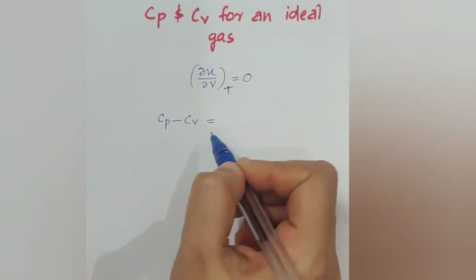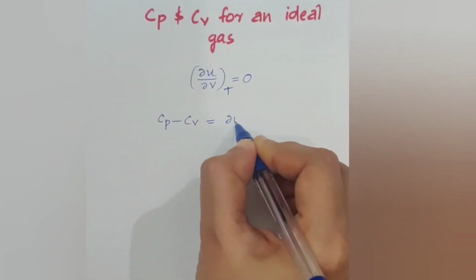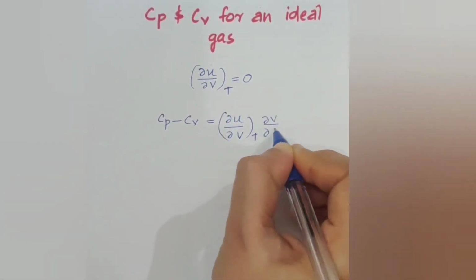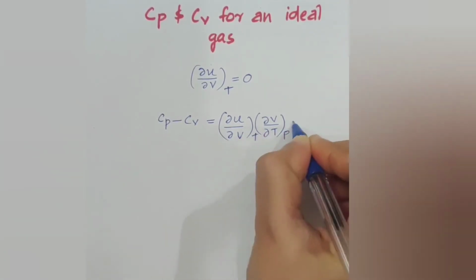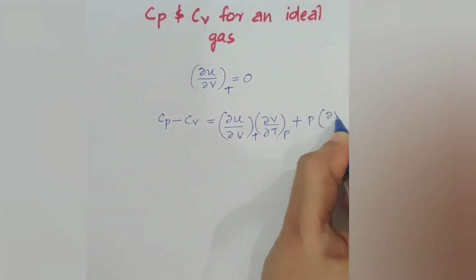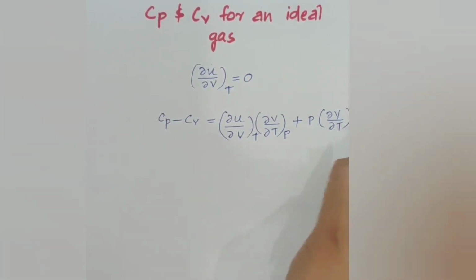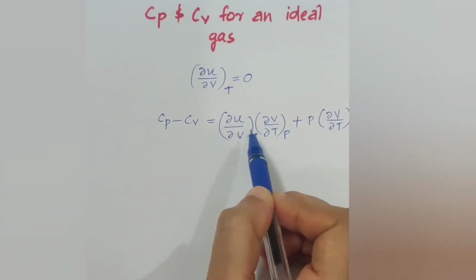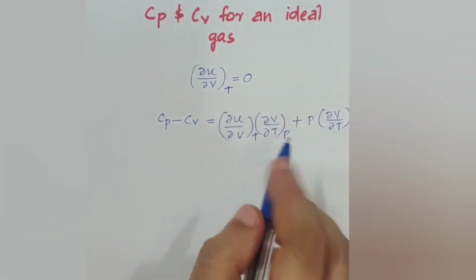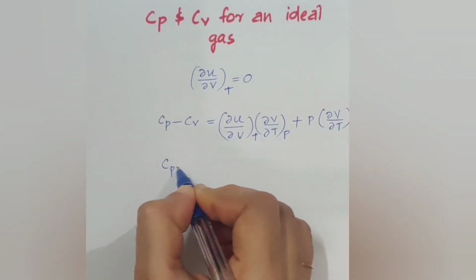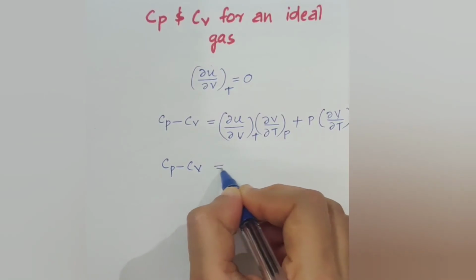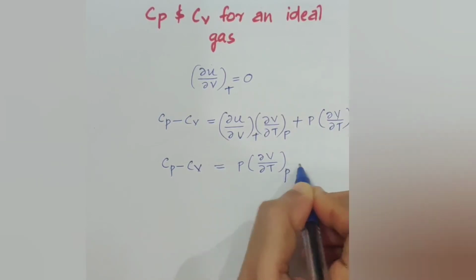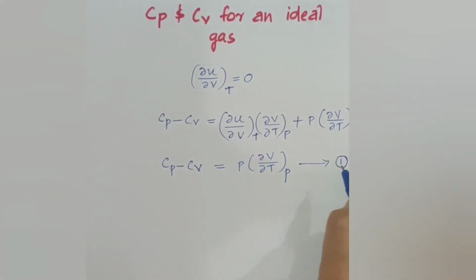We have Cp minus Cv is equal to (∂U/∂V)_T (∂V/∂T)_P plus pressure into (∂V/∂T)_P. For an ideal gas, (∂U/∂V)_T is equal to 0. Hence, this term becomes completely 0, and we are getting Cp minus Cv is equal to pressure into (∂V/∂T)_P. We can write it as equation number 1.